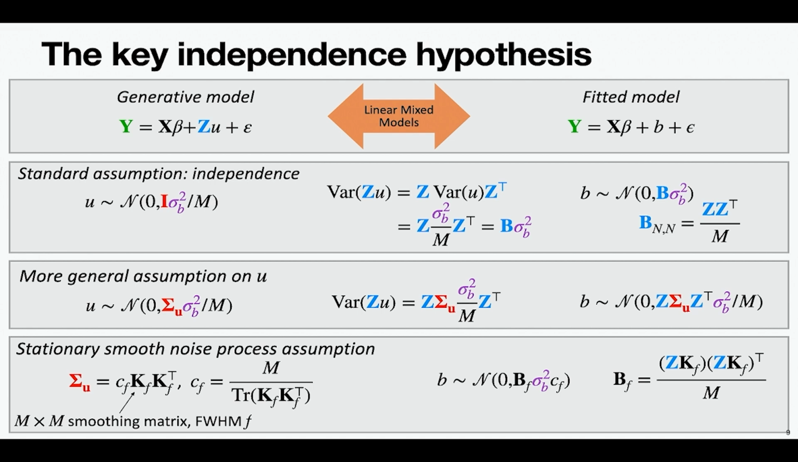This is an assumption in the generative model, and to compute morphometricity, we need to take this into account in the fitted model, and we can do this by modifying the variance of B with the new BF instead of the brain relatedness matrix that we had before, where we replace the brain data with a smoothed version of the brain data. This is an operation that is very easy to compute. We don't have to compute any smoothing matrix, and this is very important because the smoothing matrix would be m times m, which is way too big.